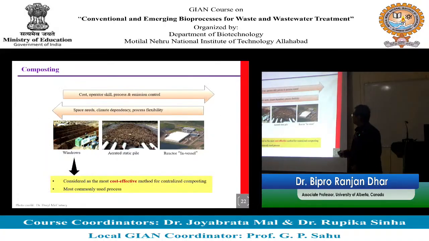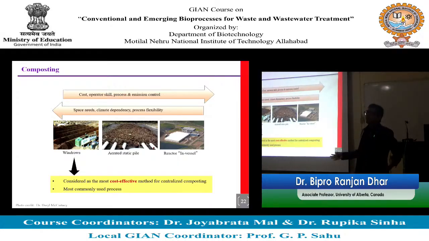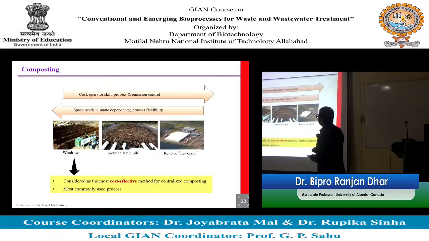So we have three options. We have windrow, we have aerobic static pile, we have reactor in vessel. And if we go from windrow to reactor vessel, the cost, operating skill, and process and emission control, you have to invest more. So that process is going to be more expensive. But windrow, we need more space, but it's a cheaper option. So if you have open space, and if weather is good, then possibly windrow composting is the cheapest option that you can select, and it's the most cost effective and most widely used process.